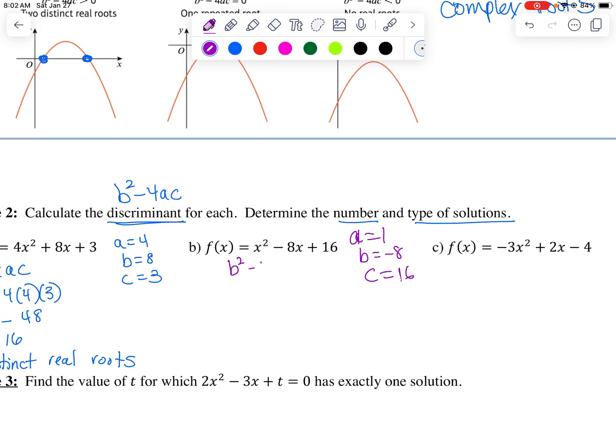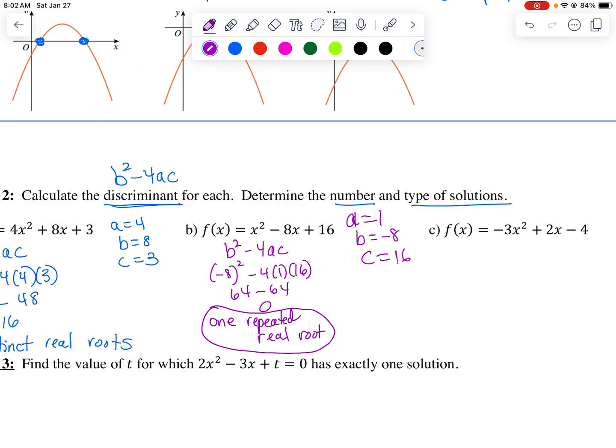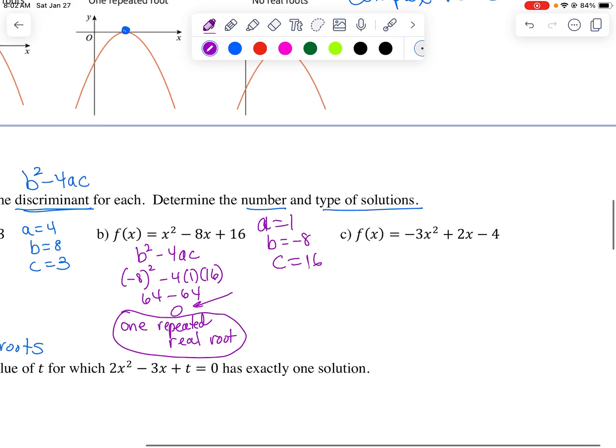So I'm going to write it out again because that's going to help me memorize it. -8 squared. Make sure you have a parenthesis around that. This is 64 minus 64, which is 0. And so if you look above, that is 1 repeated real root, and it's a bounce off, okay? So my discriminant is here, and then there's 1, and it's a real number, but it's repeated.